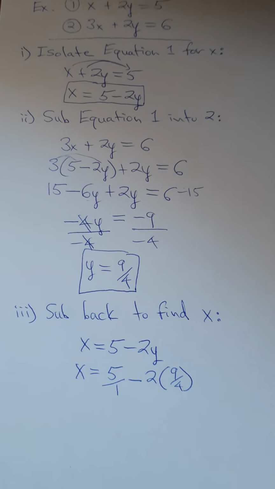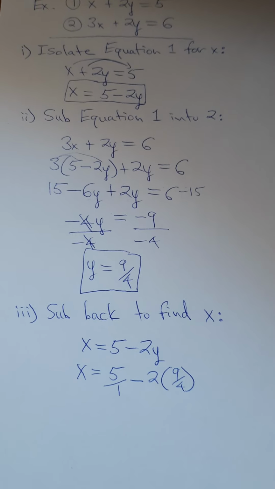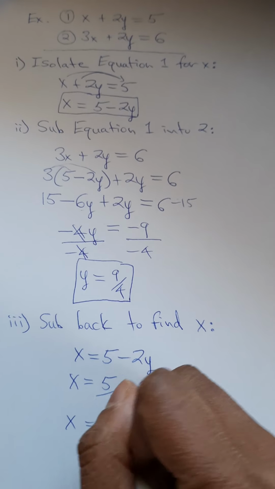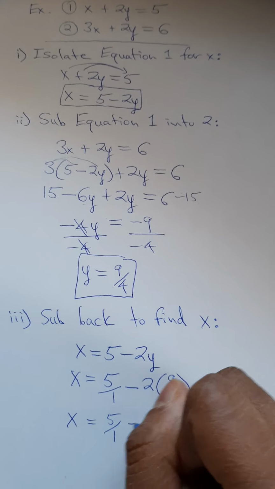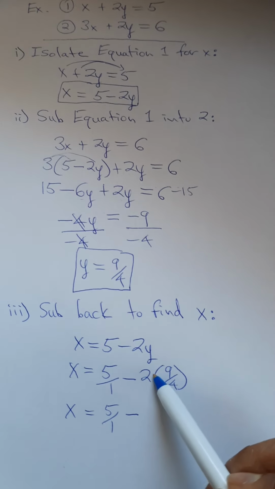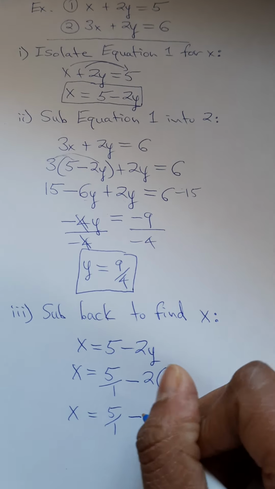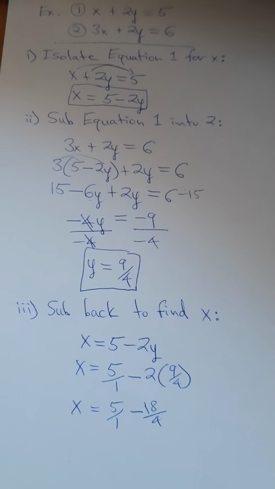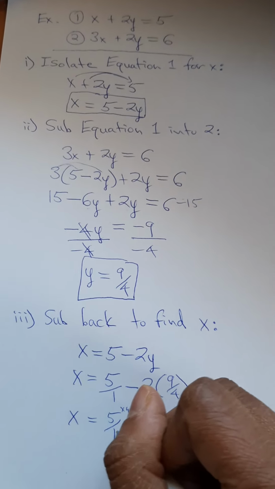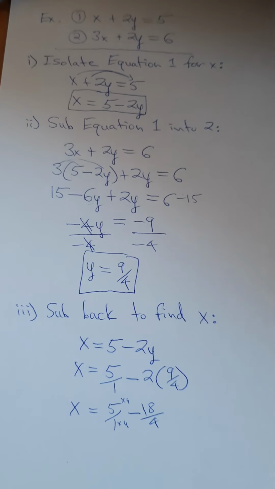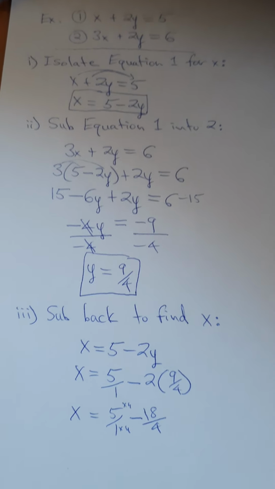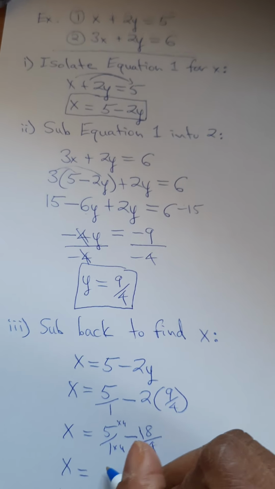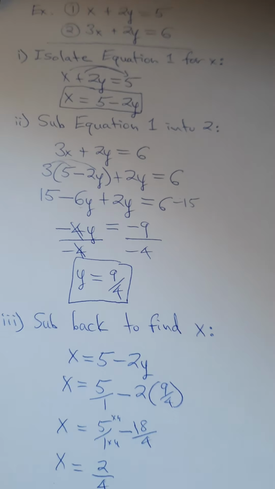So I put 5 over 1 because we are going to do a common denominator here. Let me show you one step. So this is 5 over 1 minus, make sure you're only multiplying the numerators, so 2 times 9, so 18 over 4. Then you're going to times the top and bottom by 4. So this is going to be 20 minus 18, which is equal to 2 over 4.